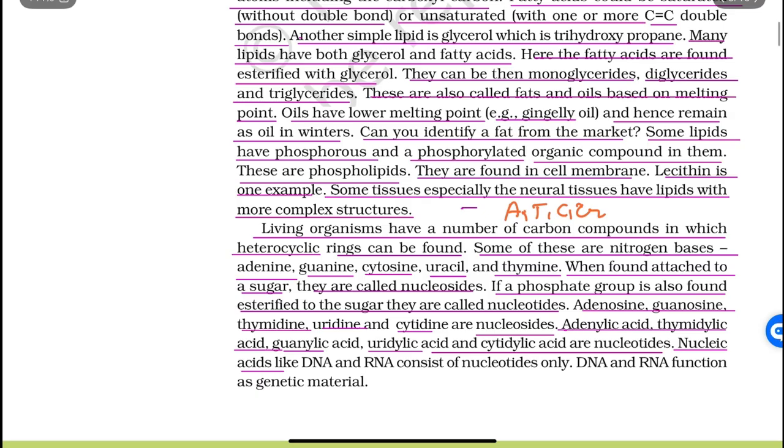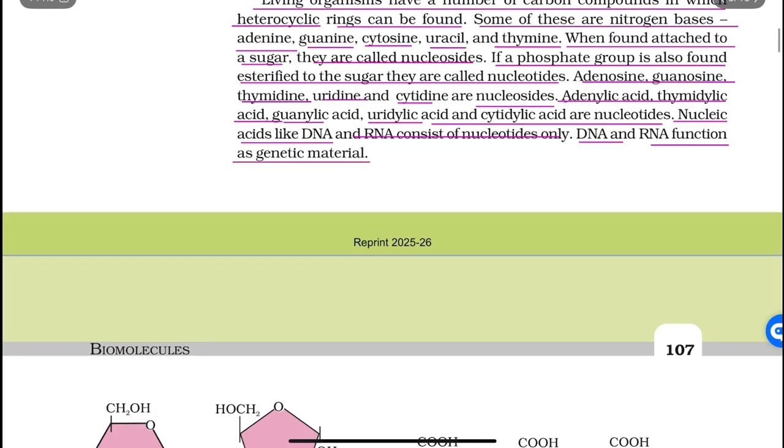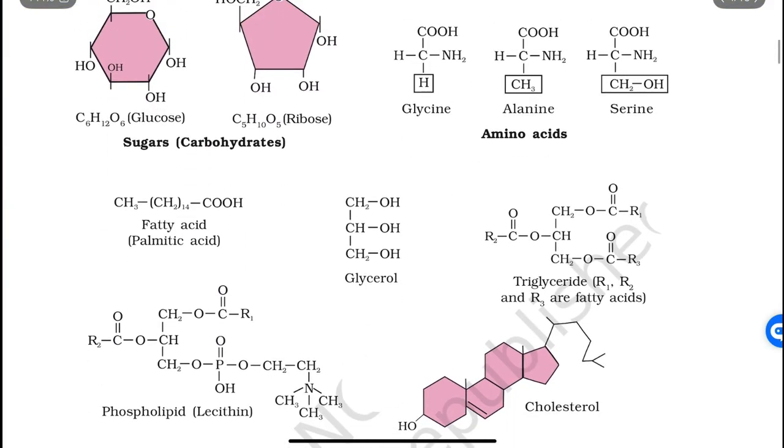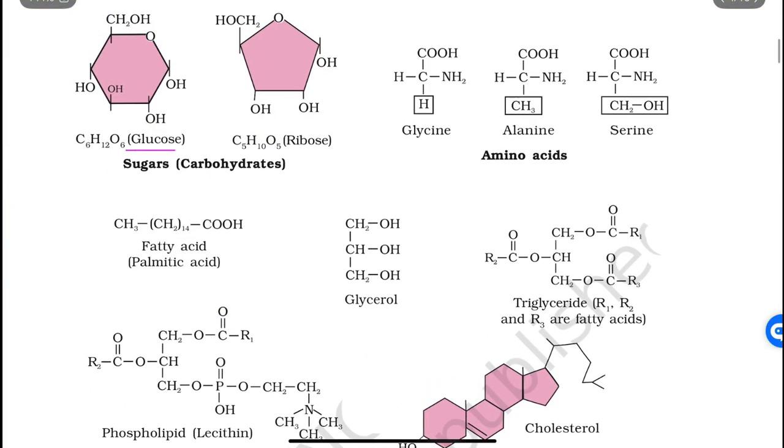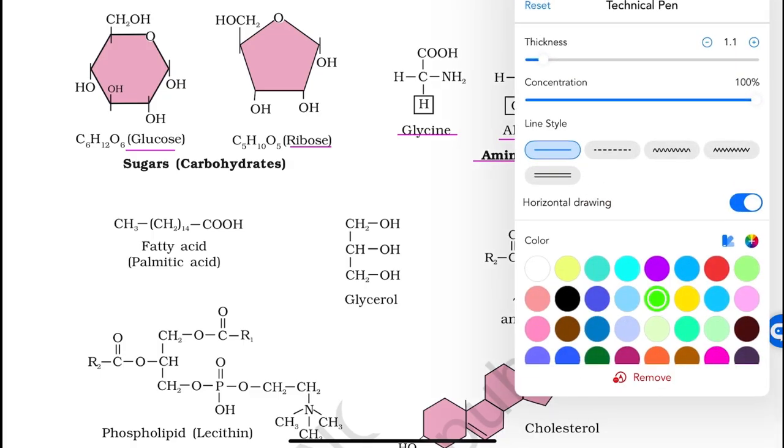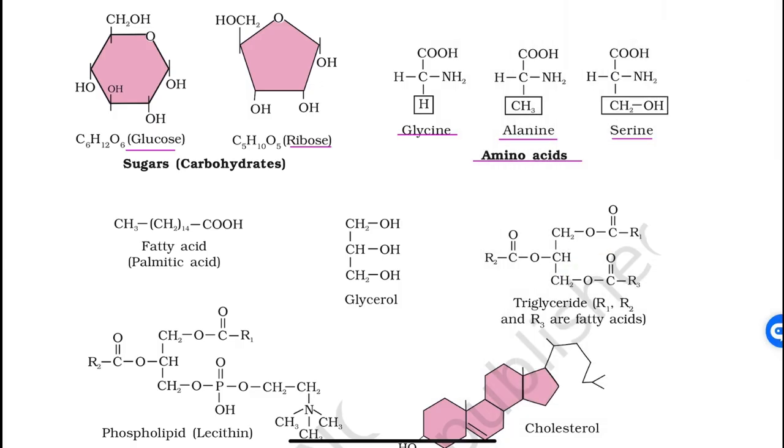Nucleic acids like DNA and RNA consist of nucleotides only. DNA and RNA function as genetic material. Here is the diagram of glucose, in hexagonal form. Here is the diagram of ribose. This is glycine, this is alanine, and this is serine, and these are amino acids. And these are sugars or carbohydrates.